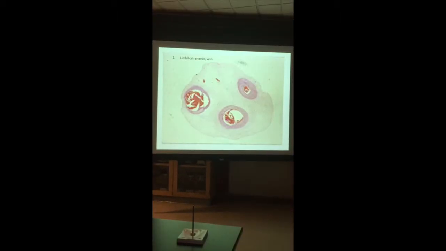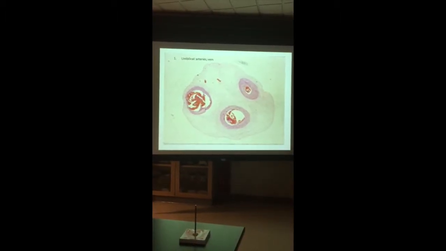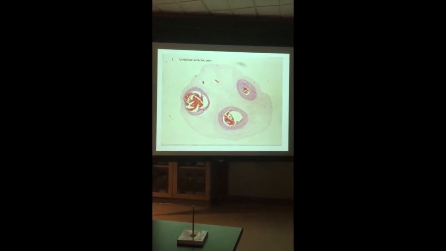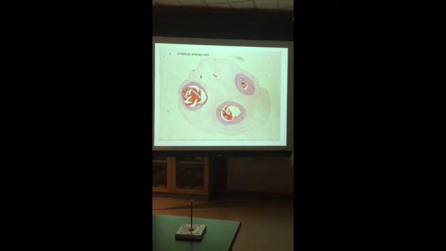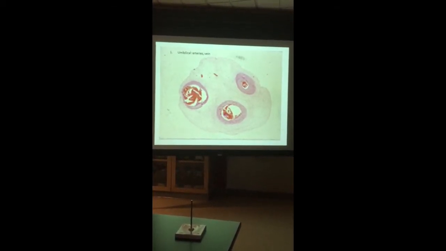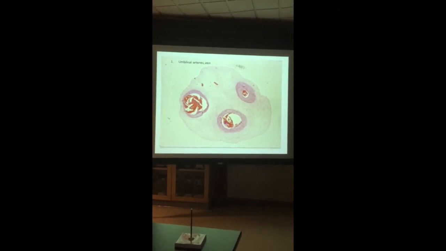Arteries and veins, make sure that you understand that the blood flow is to have nutrients go to the baby and waste go away from the baby. So there are 2 arteries and 1 vein.